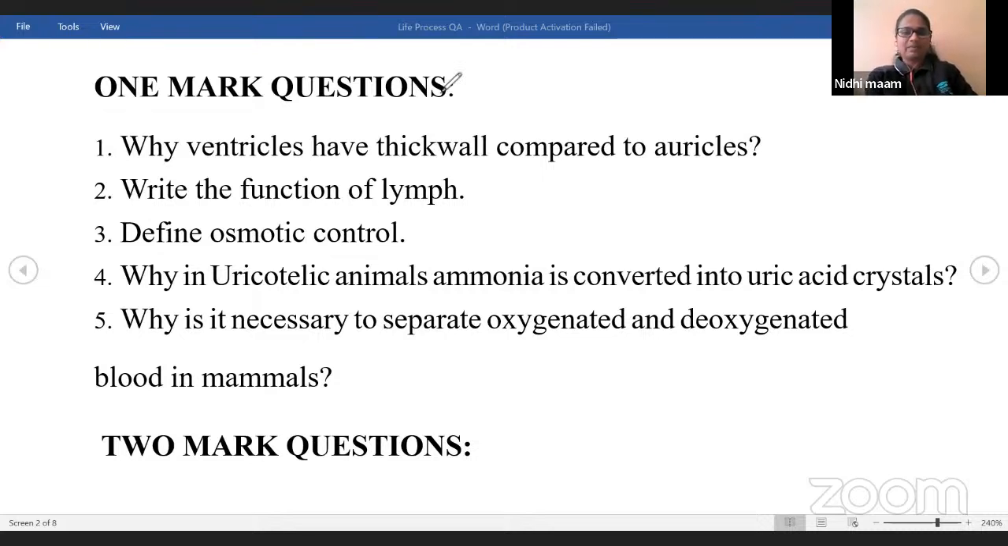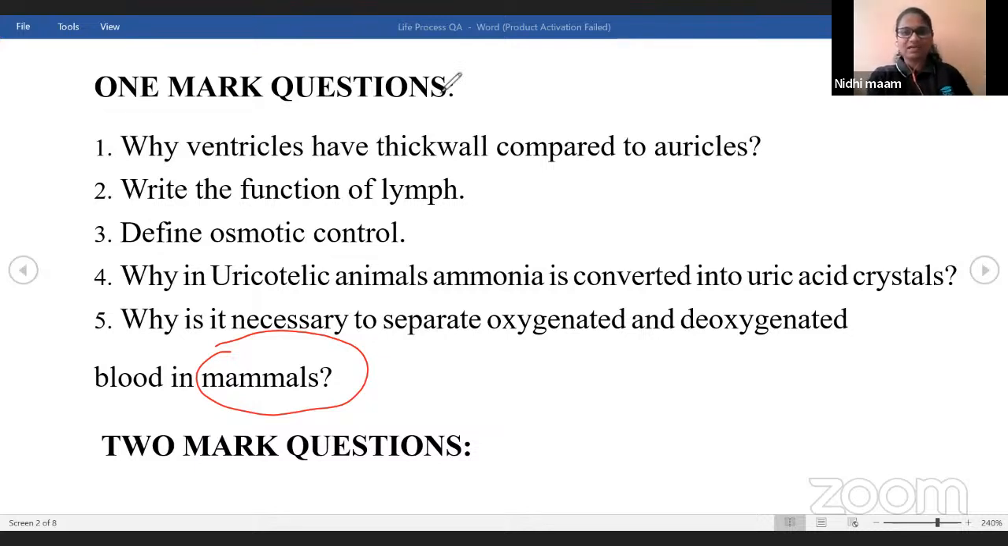So as they asked about mammals, mammals are the animals which need high energy. They are in high energy needs. The animals which have high energy needs need a large supply of oxygen. So when there is a separation between oxygenated and deoxygenated blood, there will be a large supply of oxygen which meets the higher energy needs in the mammals.